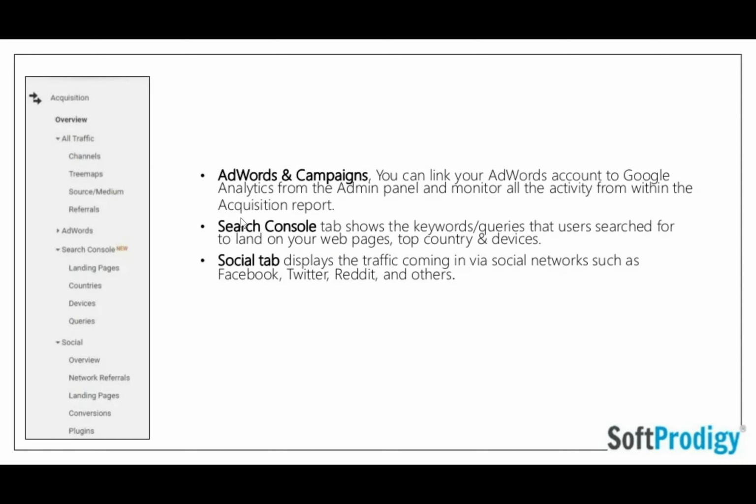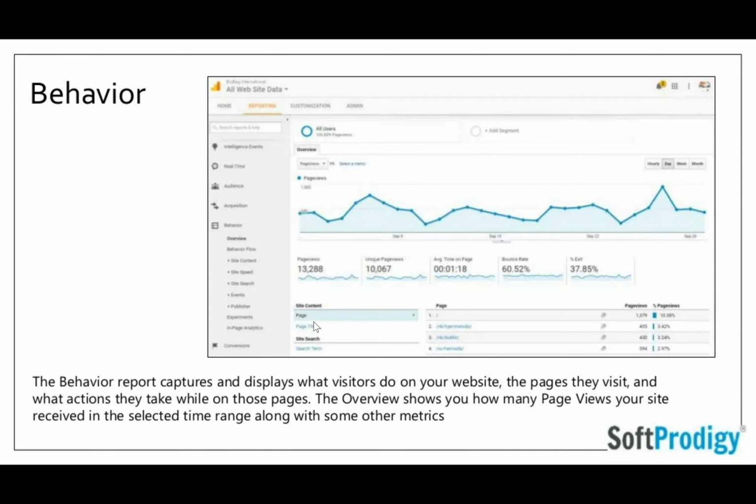This is the AdWords and campaigns. You can link your AdWords account to Google Analytics from the admin panel and monitor all the activity from within the acquisition report. The Search Console tab shows you the keywords and the queries that users search for to land on your web pages, top countries, and devices. The Social tab displays the traffic coming via social networks such as Facebook, Twitter, Reddit, and others.